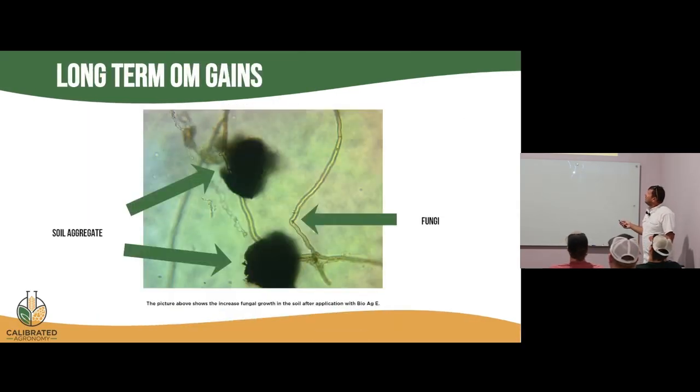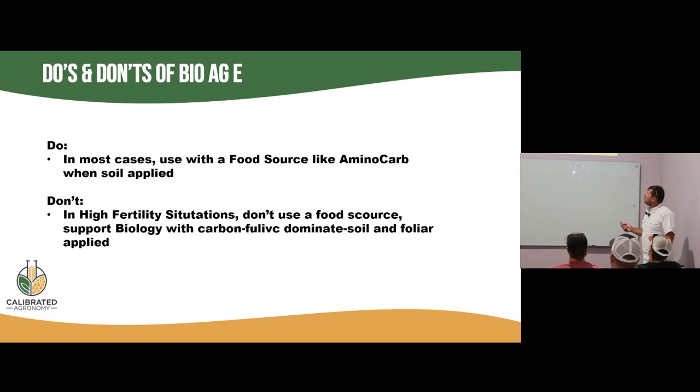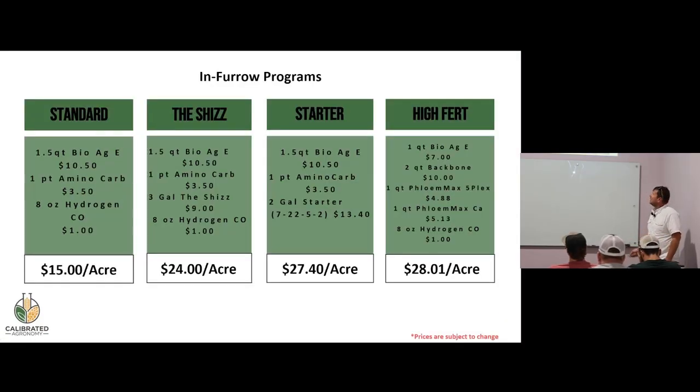The one thing I want to show is where we're at today, and some do's and don'ts with biology. The one big do, in most cases, we like a carbon or food source applied with the biology. It seems to add some serious synergy. In high fertility manure situations, you want to stick with just a carbon source, so no stimulation. If you see anything with amino acids, those types of things in products, we want to steer clear of those in a support package with biology.